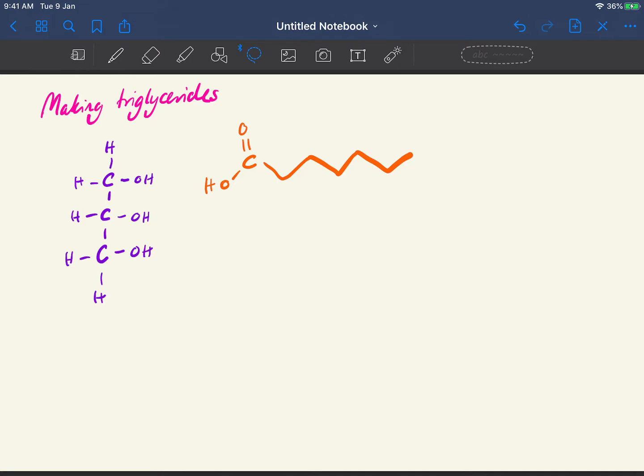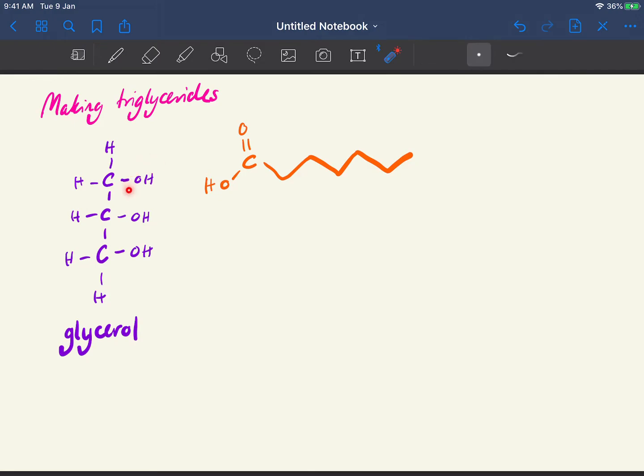Okay, so we're now going to apply the principle of condensation and hydrolysis reactions to making triglycerides. So what we're thinking about is now lipids, fats. We're going to start off with our base 2 monomers that we should be aware of, having done a little bit of research into this before.